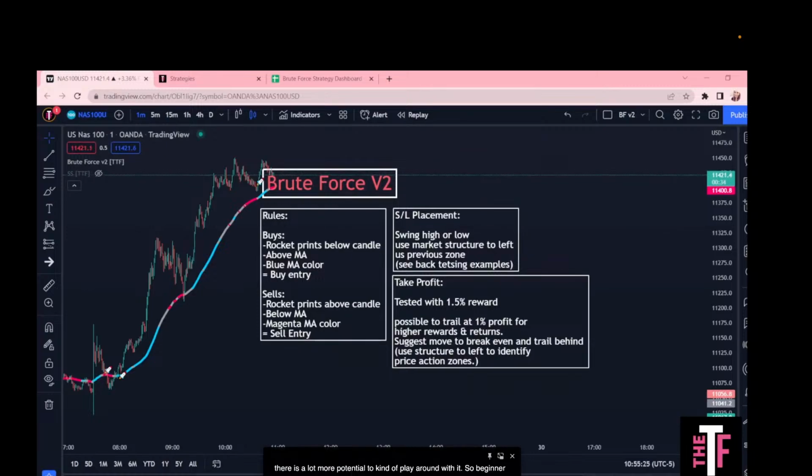Works decent enough if you take every signal. Intermediate traders and advanced traders, I think you will really love this because there is a lot to play around with here and a lot of potential without having to do too much work on your own. So best of luck with this, you guys.